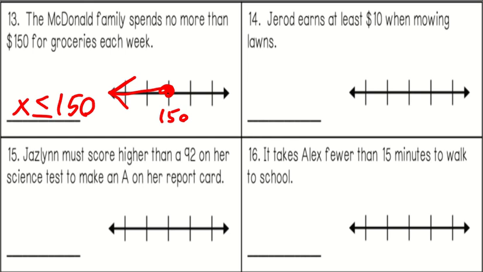Number 14. Got my X. Number's 10. At least. If it's at least, can he spend 10 exactly? Yeah. Or earn, I guess. Could it be more than or less than? More. So we got greater than or equal to. So we got filled in circle at 10, arrow to the right. Make sense? All right, y'all do last two.